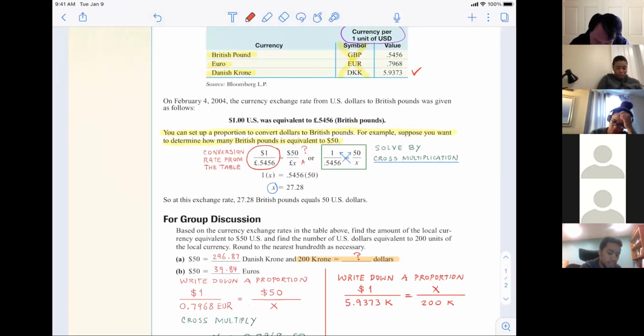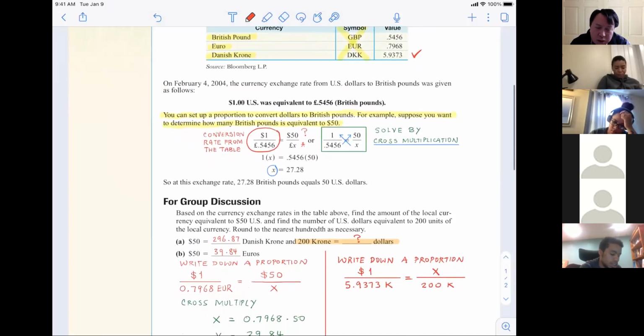So notice the difference between this proportion and the one on the left-hand side. The key is that you have to make sure that the numerators match. The numerators here measure US dollars, while the denominators measure Danish crowns, right? That's why the 200 appears in the bottom. And the number of US dollars, the unknown, stays on the top. So make sure that you pay attention to the units: US dollars on top, Danish crowns in the bottom. And you need to be consistent on both sides of the proportion. After that, it's basically the same tactic. We cross multiply.